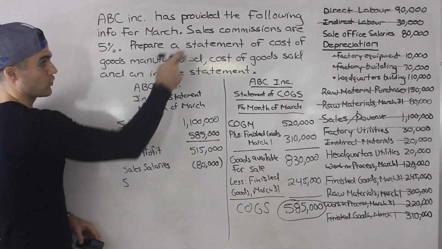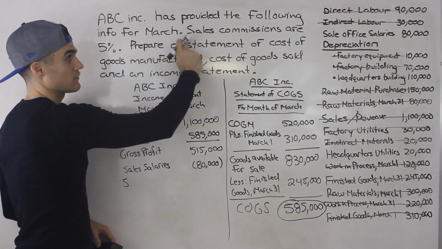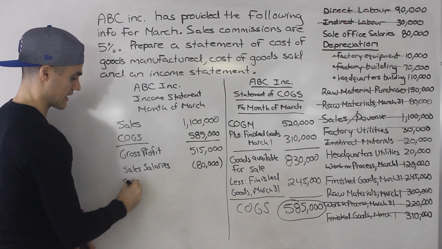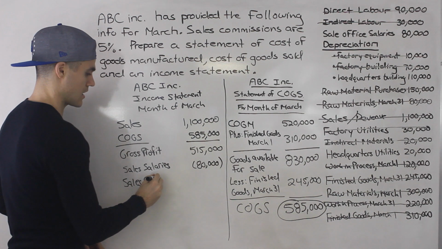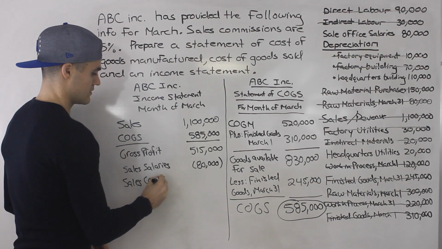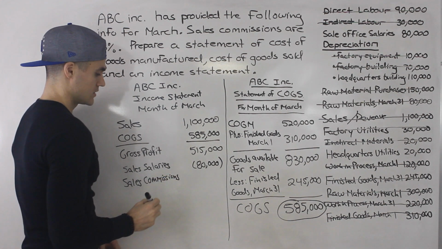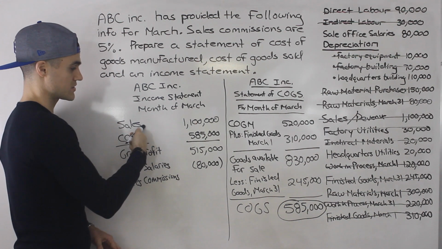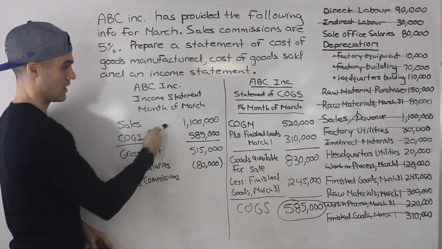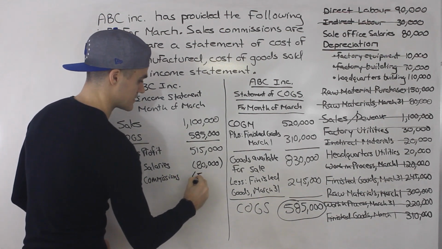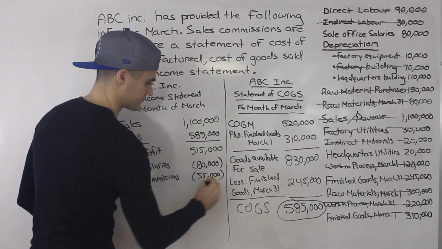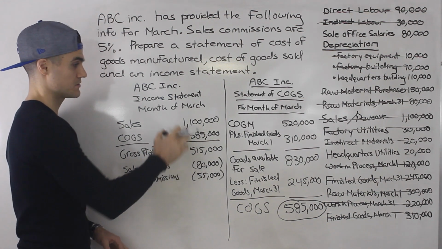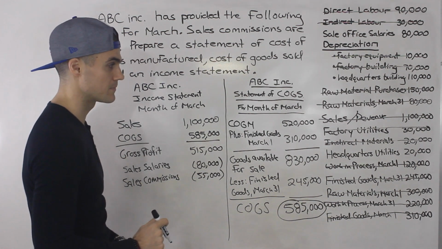And then, if you remember over here, there are sales commissions as well. So whenever you see sales commissions, they give you a percentage. That's a period cost. That goes under the income statement as well. So sales commissions, what you would do is take that percentage of the sales, right? The gross sales, the revenue. So 5% of 1,100,000, that is 55,000. So on top of the salaries for your sales team, you also have to pay them a commission depending on how much sales they bring in.